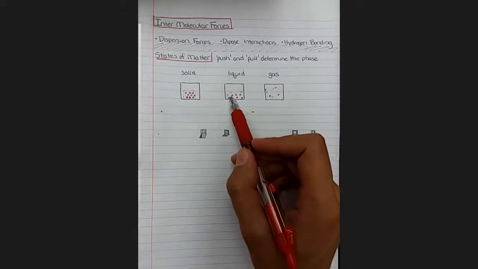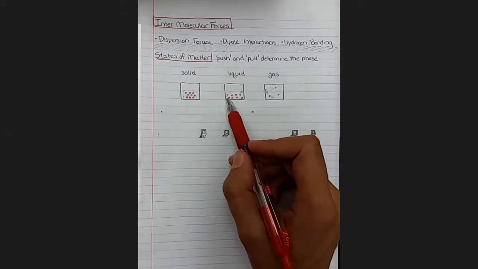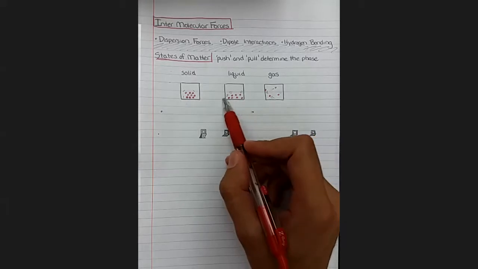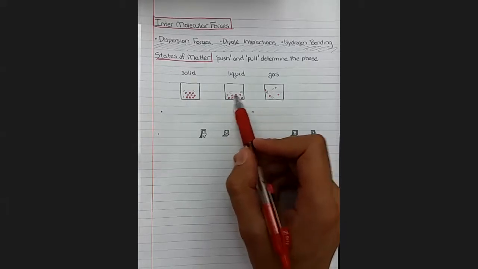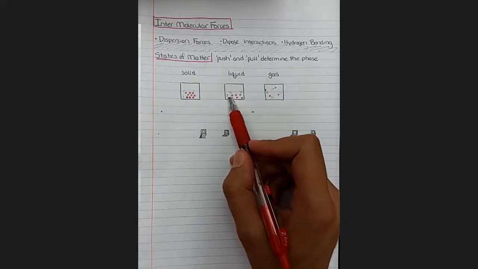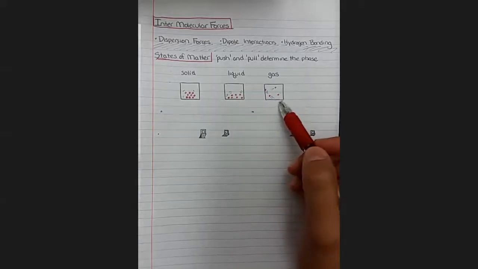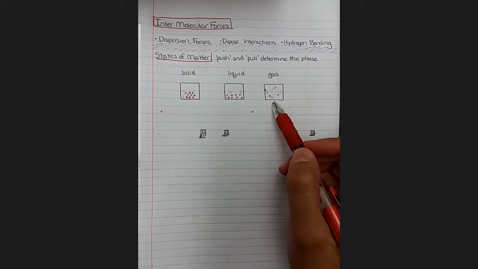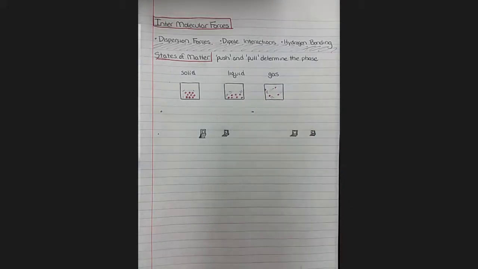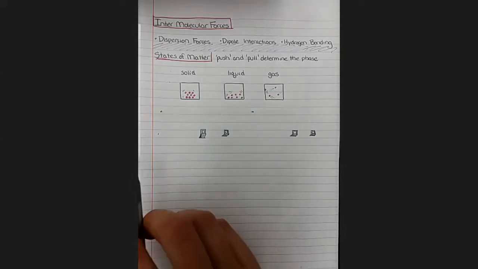In liquids, the particles are a little bit farther apart. They take the shape of their container. They move around and past each other, wiggling around and moving a little bit in their container. And gases are very far apart in their container. They're moving very quickly, and they fill the entire container space that they're put in.